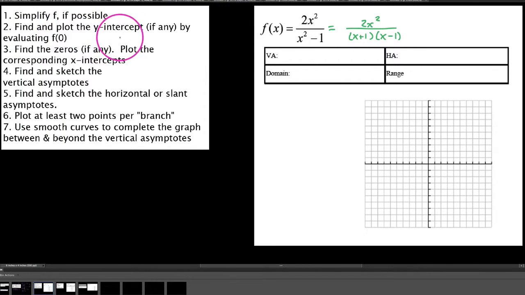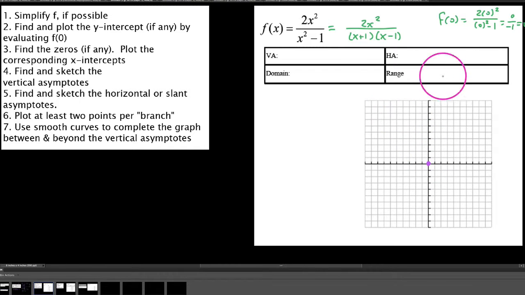So we're going to find and plot the y-intercept, if any, by evaluating f of 0. Some easy points we want to get out of the way are the intercepts, at least the y-intercept and the x-intercept. To find the y-intercept, we plug in 0 for x and find y. In this case, we get 2 times 0 squared over 0 squared minus 1. In other words, we get 0 over negative 1, which is 0. So we already know that this graph is going to pass through the origin.